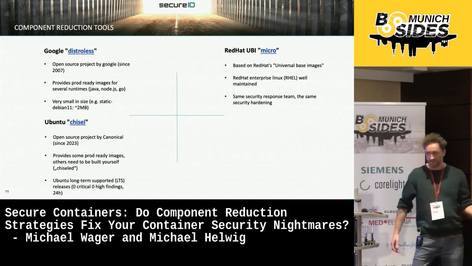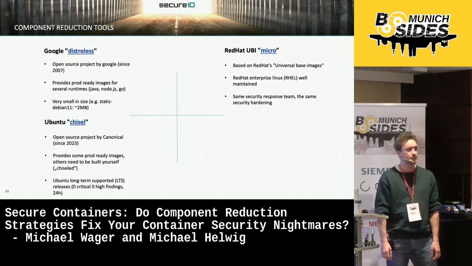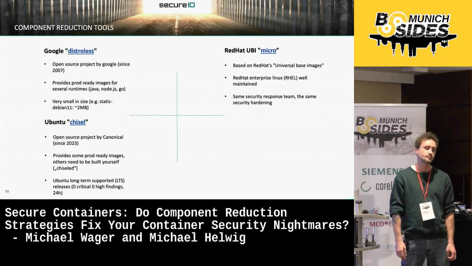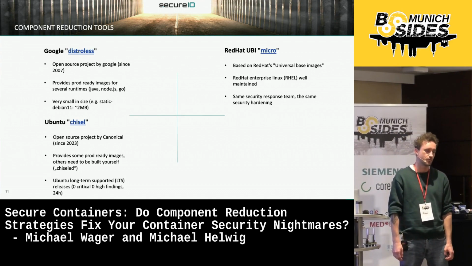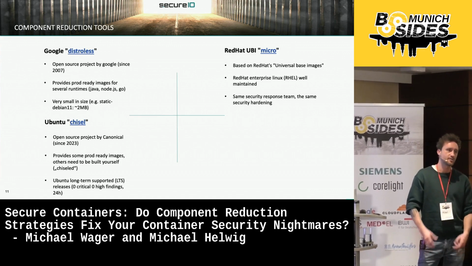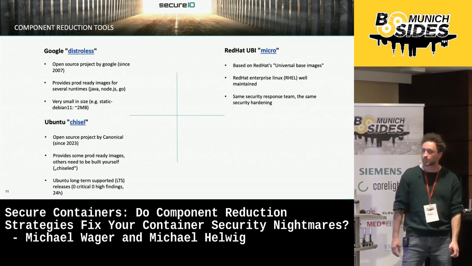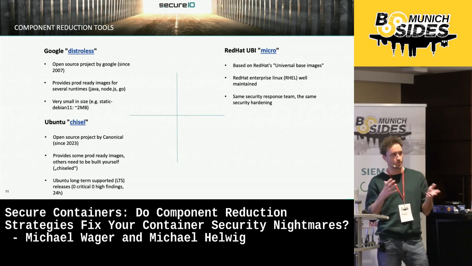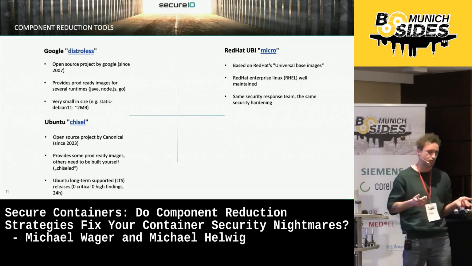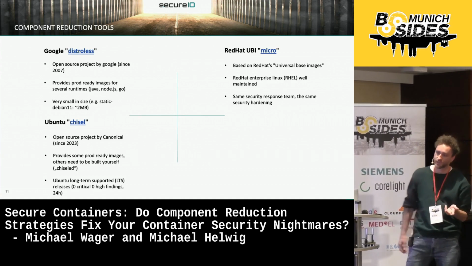So then there's Ubuntu Chisel. It's pretty new, from 23, and highly inspired by Google distroless. It's an open source project by Canonical, the organization behind Ubuntu. And they're also not providing so many production-ready images. You also have to build them yourself. But the nice thing here is that you have the Ubuntu policy behind them, making sure that all critical and high severity vulnerabilities are fixed within 24 hours.